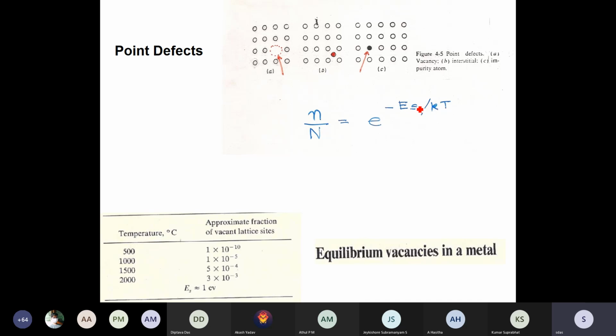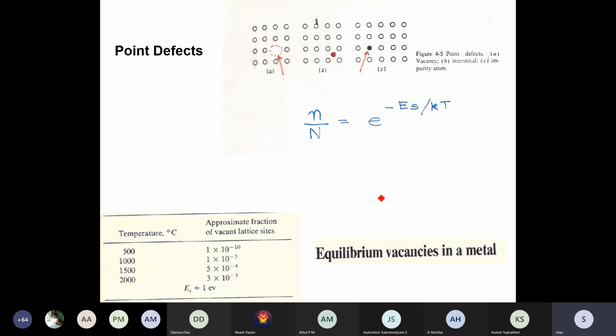Es is the energy required to move an atom from the interior of a crystal to its surface. Energy required to move an atom from the interior of a crystal to its surface. That is Es. And k is the Boltzmann constant and T is the temperature in absolute scale.